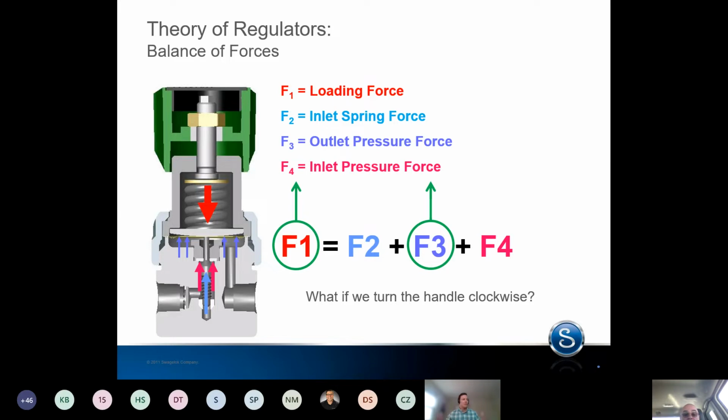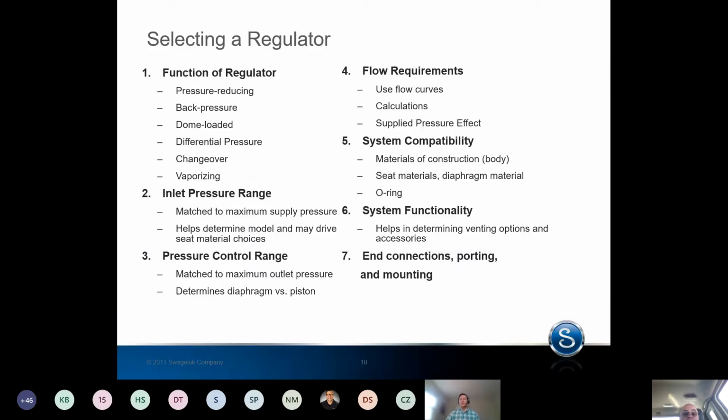And that has everything to do with the sensing area and all that. We'll talk about that in just a bit. But that's really how regulators operate: when any of those inputs change, the balance of forces inside the regulator works to equalize itself. So when we're thinking about regulator selection, we will continuously come back to the balance of forces.